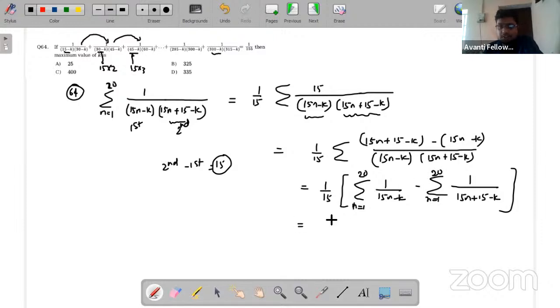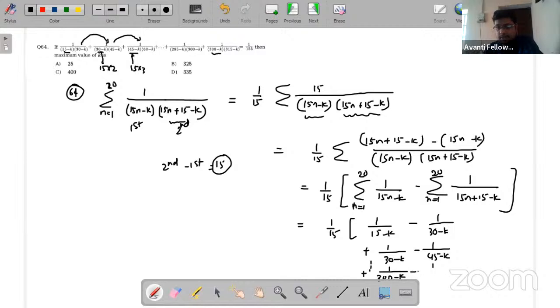Okay, so we'll substitute n by 1. So 1 by 15, if I put n is equal to 1, I'll get 1 upon 15 minus k, minus 1 upon 15 plus 15, 30 minus k. Then plus, if I put n is equal to 2, we'll be getting 30, so 1 upon 30 minus k minus 1 upon, for n is equal to 2, 30 plus 15, 45 minus k, and so on. At the last, what I'll be getting, 1 upon 300 minus k minus 1 upon 315 minus k.